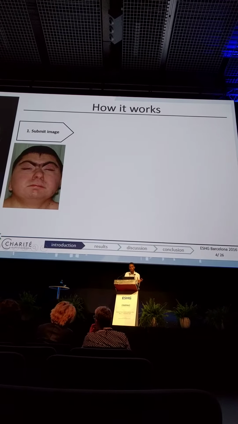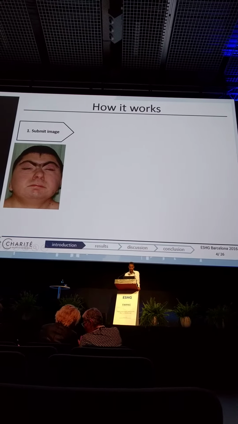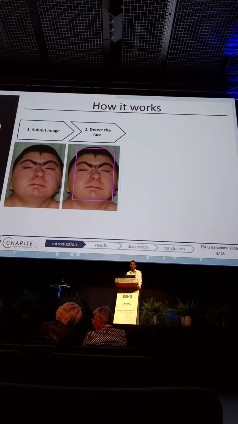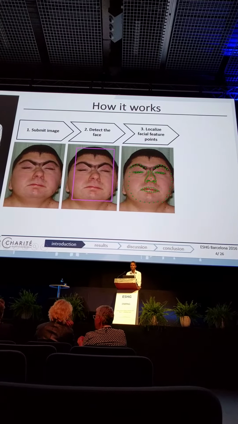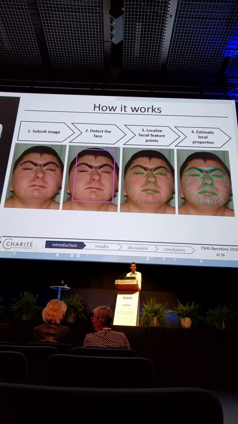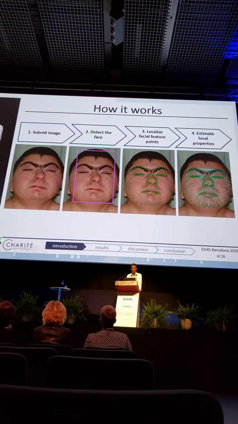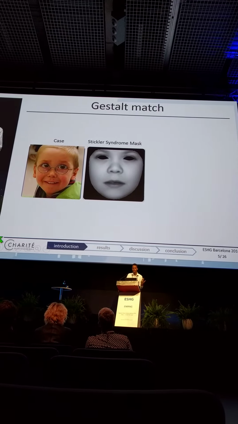So you can upload your image, so the image of your patient, to the tool, and then the computer will detect the face on that image. It will localize facial feature points. There are 130 of these points, and from these points it will estimate the local biometrical information of the patient. This can then be compared to syndrome masks.